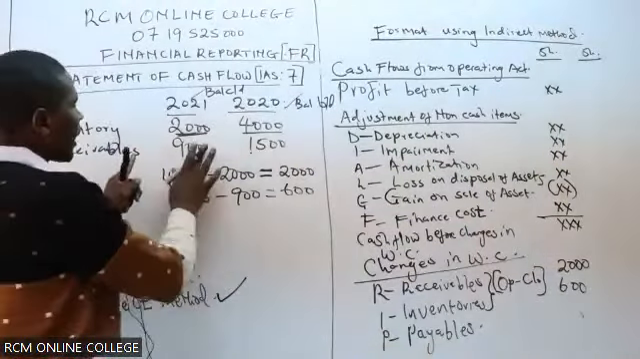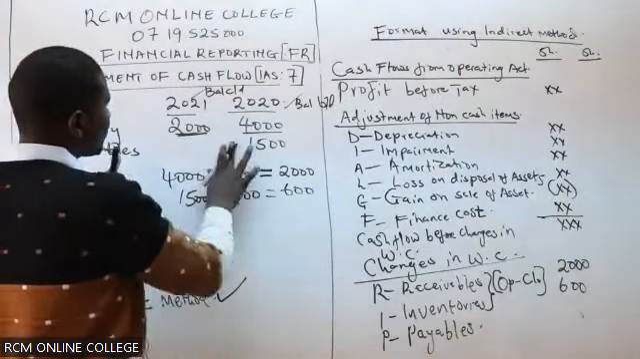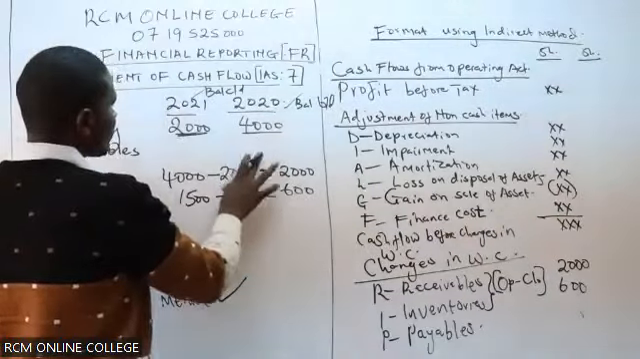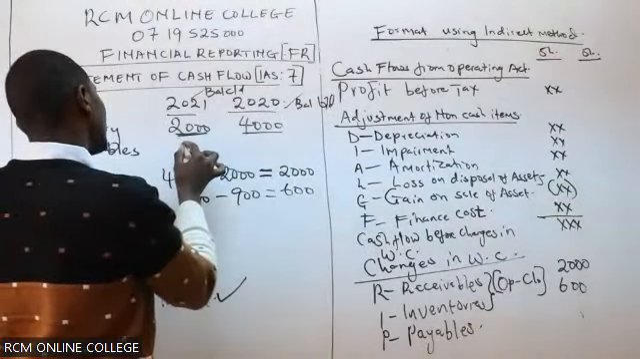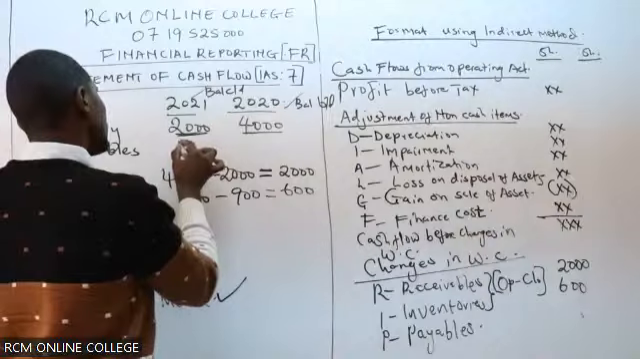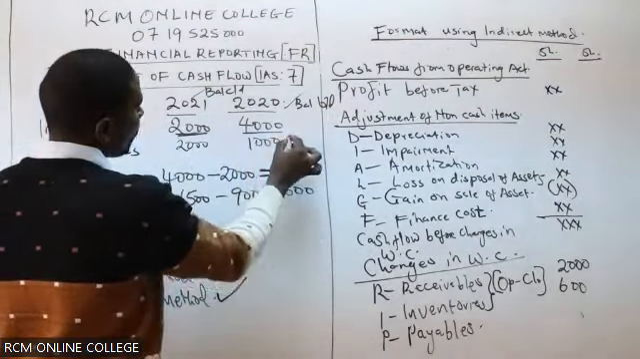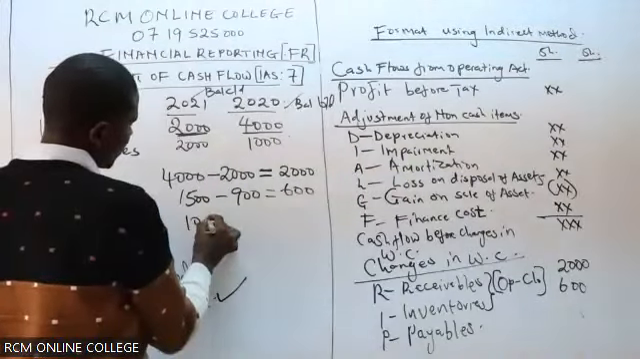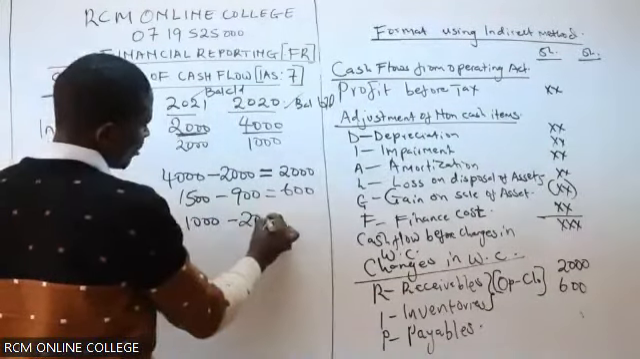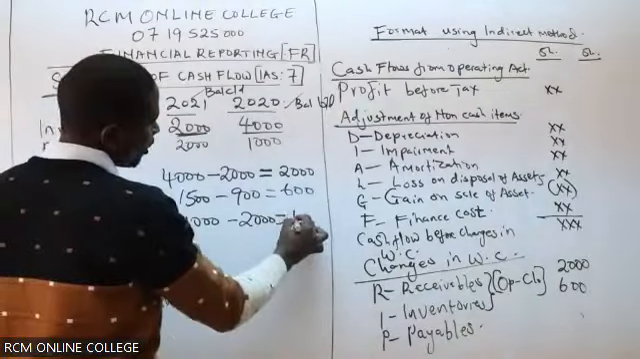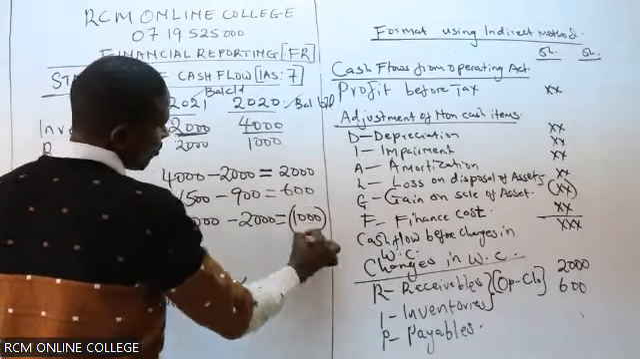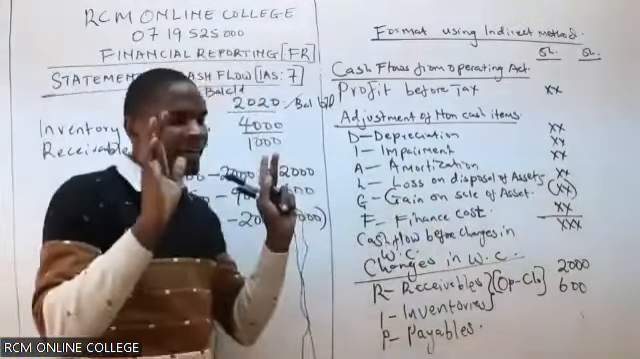So I wish I could just reverse this and have it like this. This is 2,000 and this is maybe 1,000. So what is the opening? 1,000 minus 2,000. That means we increased debts. You come and put it as negative.